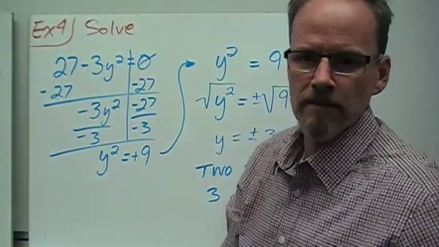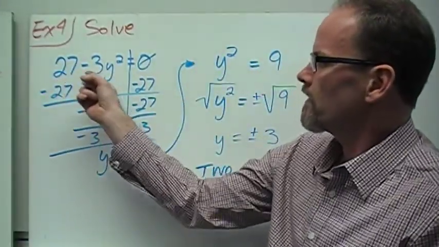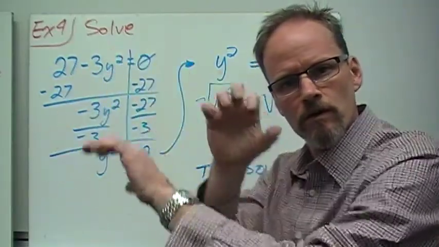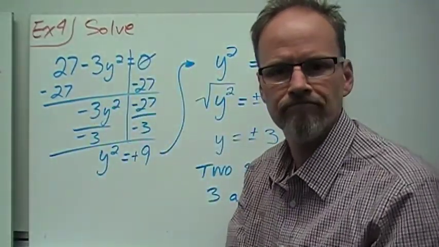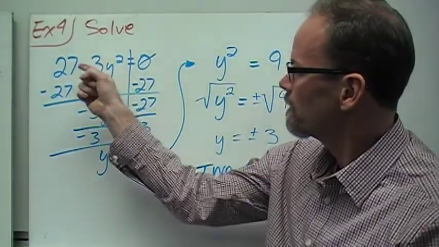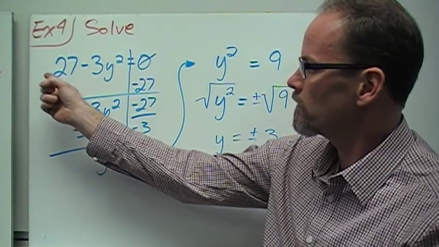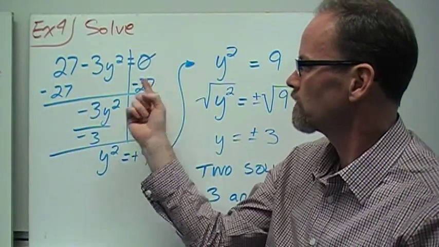Let's do another example. 27 minus 3y squared equals 0. So I kind of rearrange the order a little bit, and no problem. This is how we attack it. Same thing, I go after the constants. Inverse operation. So I'm going to subtract 27 from both sides.